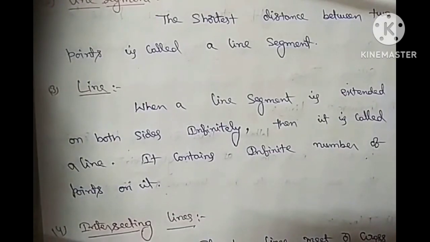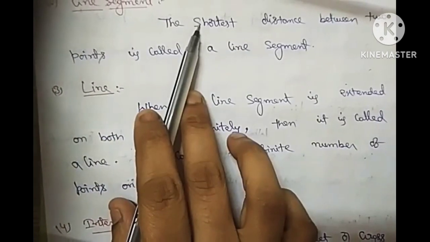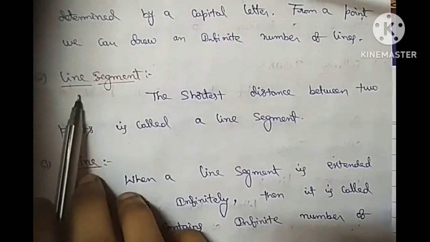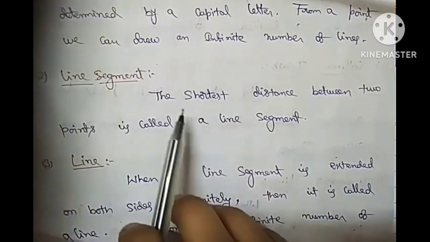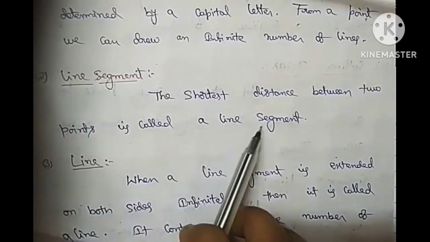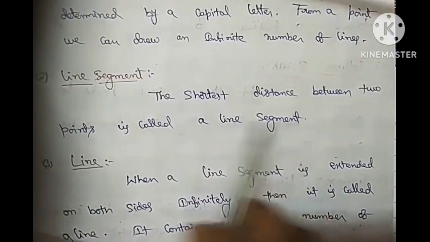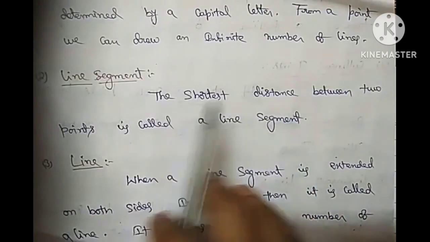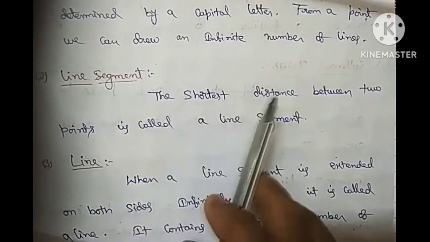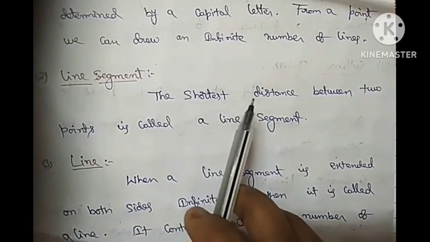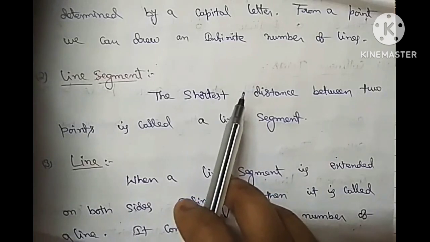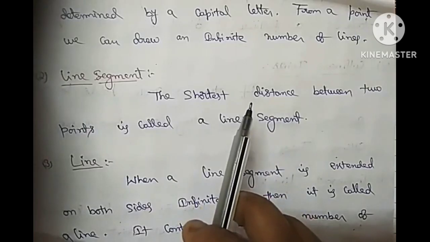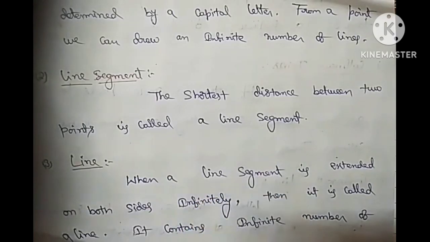In this chapter our next topic will be the line segment. Here it is. Line segment, what does it mean? Line segment means the shortest distance between two points. If two points are there anywhere and we join those two points, we will get a line segment, and the shortest distance between these two points we call a line segment. And one more thing, a line segment has ending points, one on one end and another on the other end.